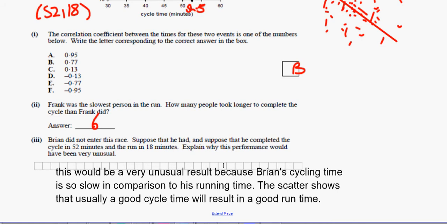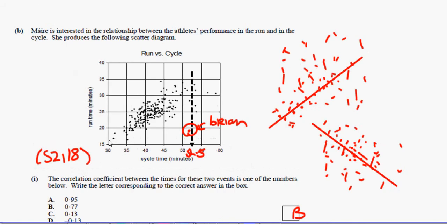Because usually in the graph, the lower your run time, the lower your cycle time. So if I was to redraw this line here, okay, dead center. Usually if you get a 30-minute cycle, you should have a 15-minute run. If you have a 40-minute cycle, you should have a 24-minute run. But to have an 18-minute run, this means that he should be on around a 33, 34-minute cycle, but he's actually down on 52, which is highly unusual.